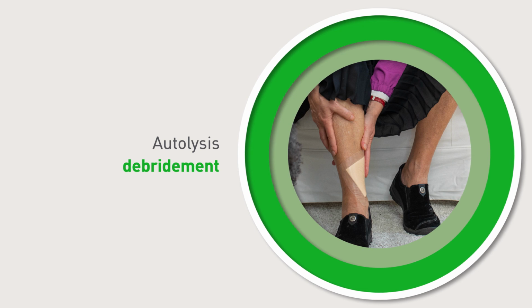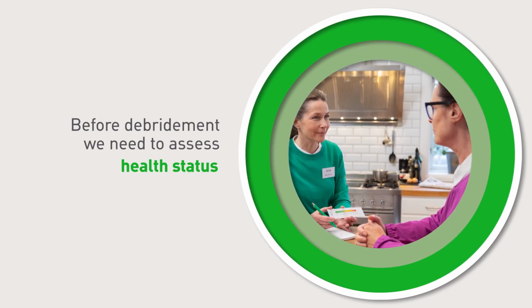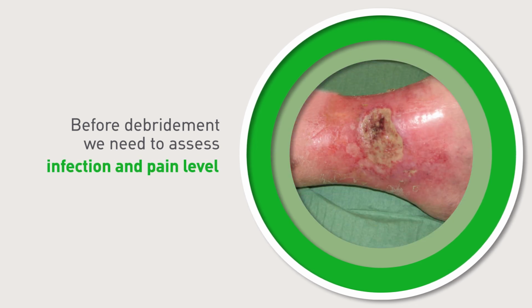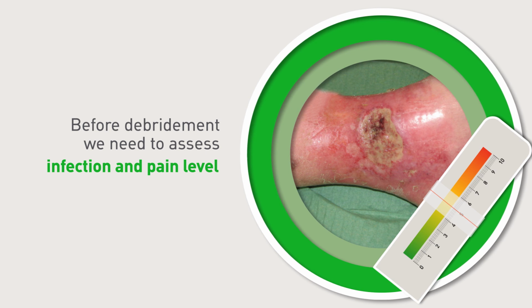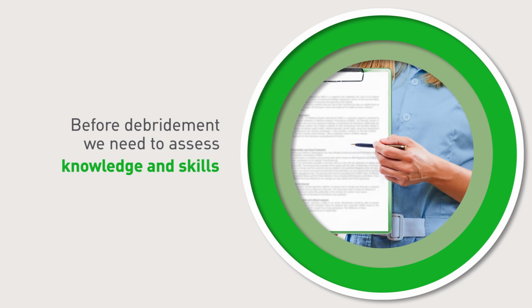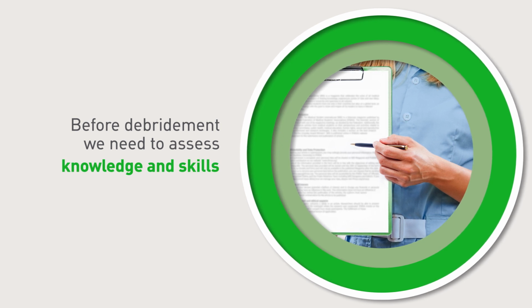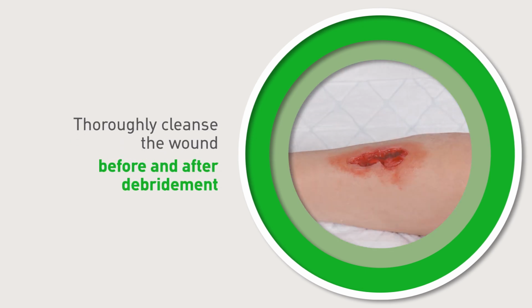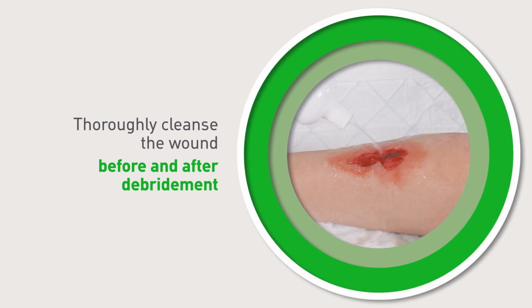Before we begin to debride, a thorough assessment of her health status, bleeding risk, perfusion, blood circulation, presence of infection and pain level should be considered. Additionally, the site of care, local regulations and guidelines, and the knowledge and skill of the caregiver and health provider must also be considered. If sharp or mechanical debridement methods are to be carried out, the wound should be thoroughly cleansed prior to the debridement, as well as after, in order to remove any debris that was dislodged. The skin should then be patted dry before applying a new dressing.